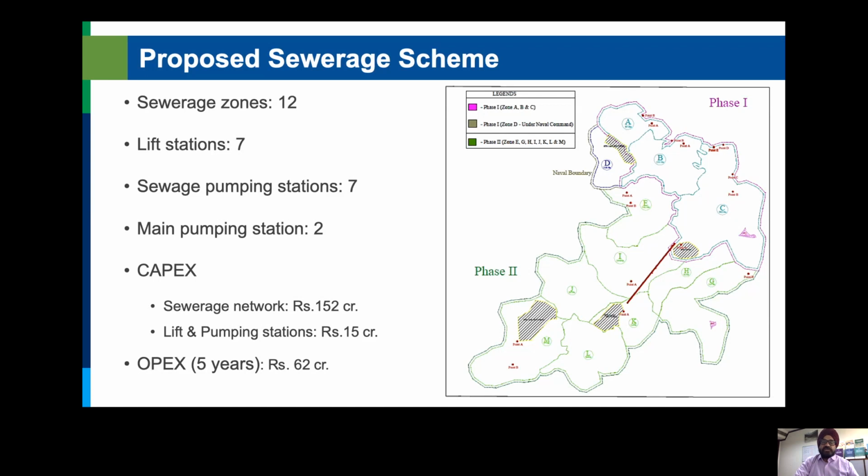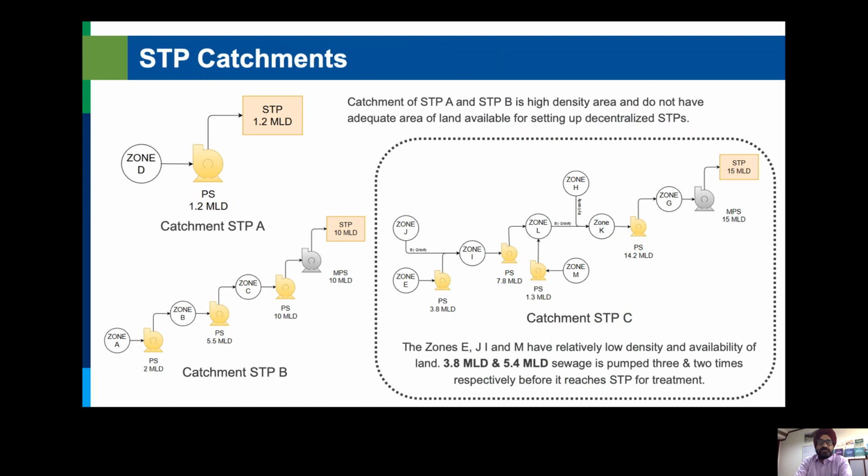At NIUA, when we went there, we were shown a DPR which was prepared by WAPCOS about 7 years ago. It had suggested a treatment system which cost about 152 crores for sewerage and 15 crores for lift pumping, and had a very high OPEX of 62 crores about 7 years back. So we were asked to review the DPR and suggest if some decentralized treatment systems can be applied. So we did a visit and we did a review of the DPR, and we came up with our findings.